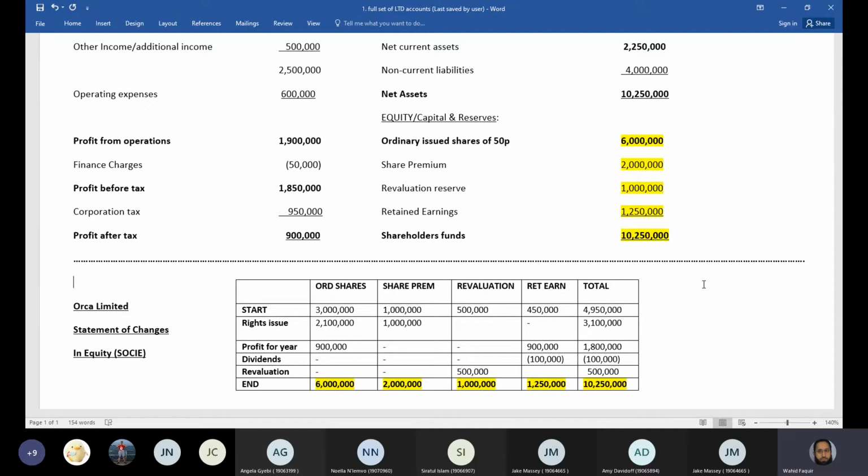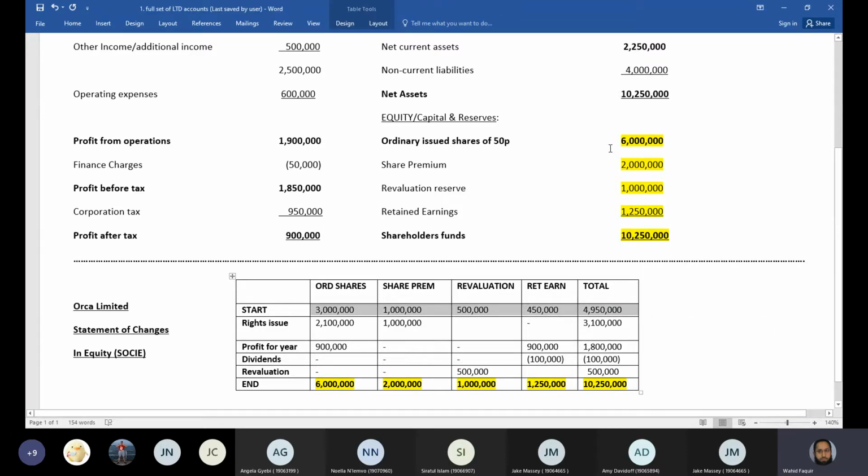Amy is saying essentially it's the same as the bottom half of the statement of financial position. It is. What is the difference then? Well, it's showing you what changed from the start of the year. The start of the year, you had these opening figures. Of course, you can't see them there on the statement of financial position because we're just showing the end of this year. If we showed the start figures on the previous statement of financial position, that's what you'd have.